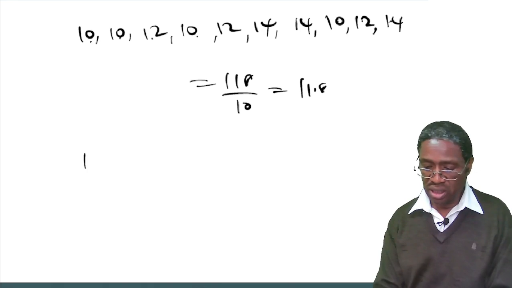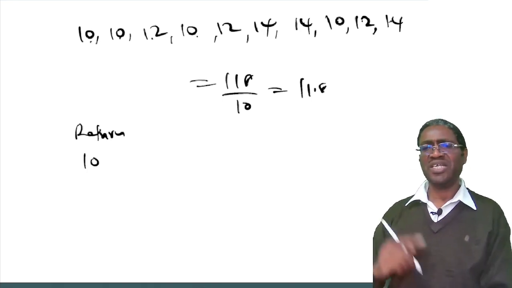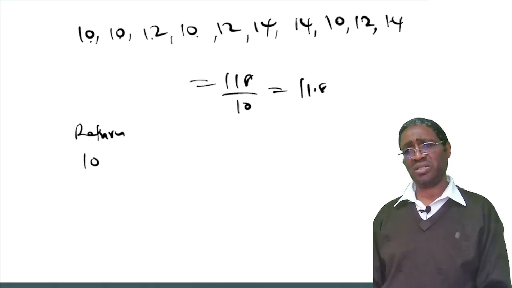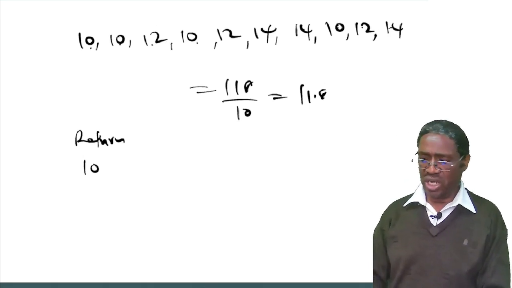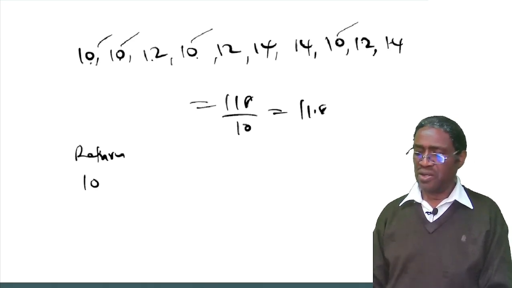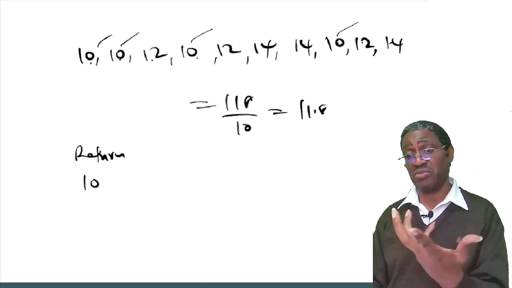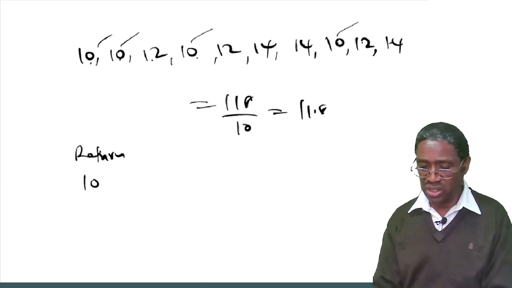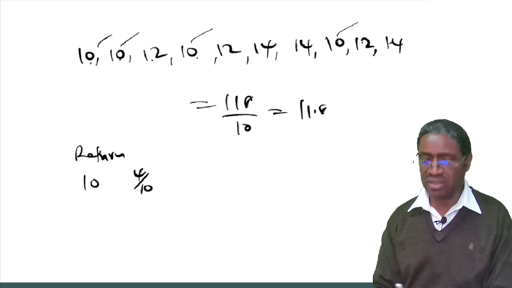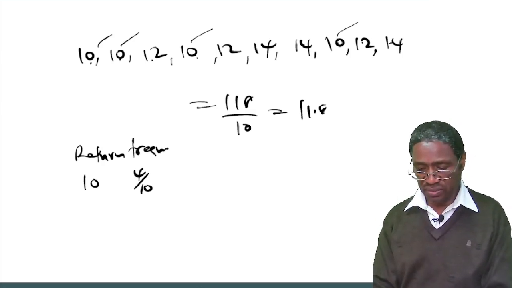This return of 10, how many times did it occur? 1, 2, 3, 4. So out of 10 times, it occurred 4 times. So the frequency was 4 out of 10. Don't write. That was the frequency.